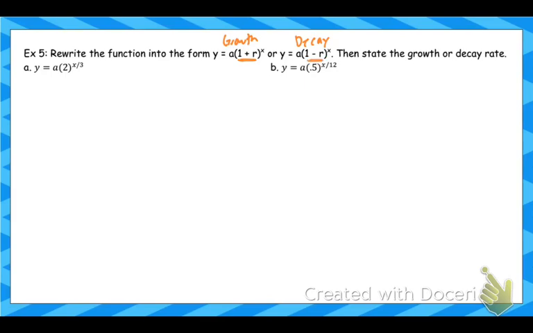Less than 1 is decay, more than 1 is growth. Now this is going to be a calculator section, so go ahead and get a calculator out. If you don't have one, you can use the VMware app on your iPad, or you can use another type of calculator that you can find on the internet. But again, with that VMware, there's a link on Schoology that shows you how to get into that.